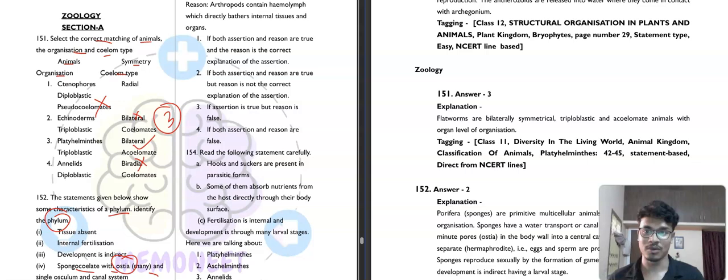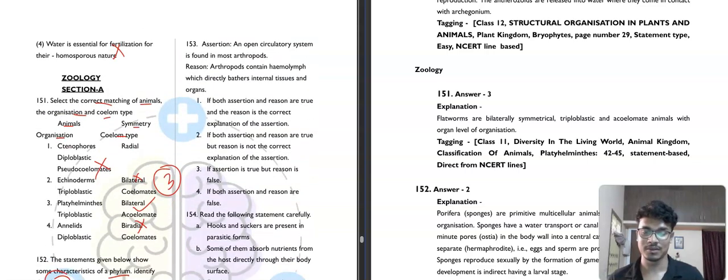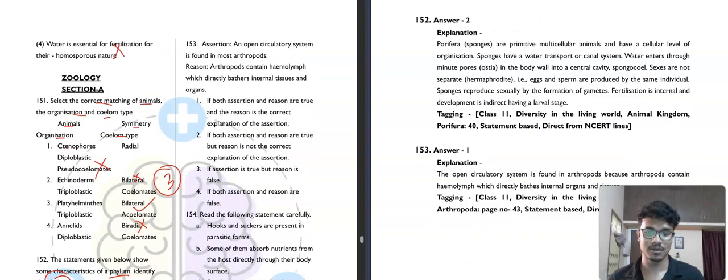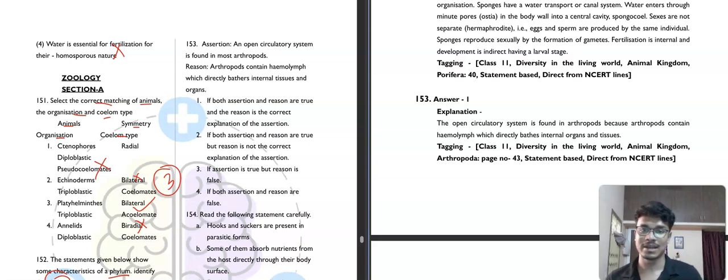Then question number 153. It is saying that an open circulatory system is present in most arthropods, correct? The arthropods contain hemolymph which directly bathes internal tissues and organs, correct? So both statements are correct, and the reason is the correct explanation of the assertion. That's why they have the open circulatory system. So the first option will be our correct answer for this question.